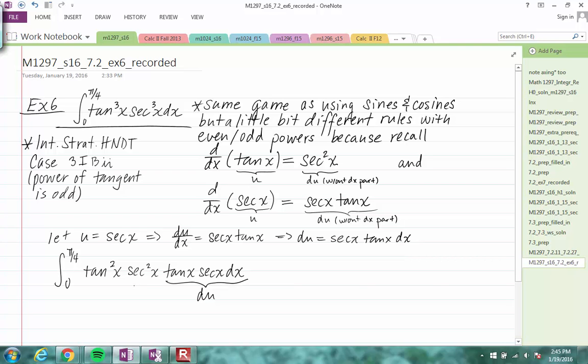And then now we need to start handling the rest of this. Our u is equal to secant of x. So what we're going to have here is u squared for the secant squared. No big deal. And then typically we have some leftovers.